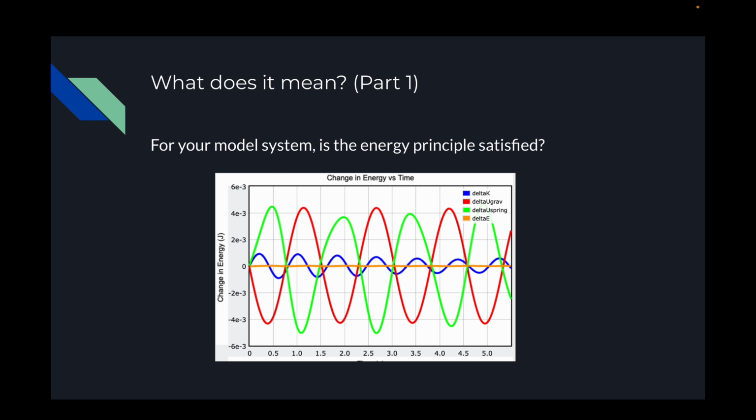What does it mean? Part 1. For your model system, is the energy principle satisfied? As we discussed earlier, the energy principle is satisfied. This is because when the graph below is observed, we can see that the orange line, the change in energy, is 0, which indicates that the energy principle is being followed.